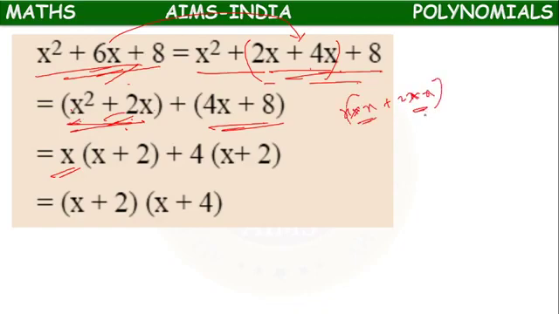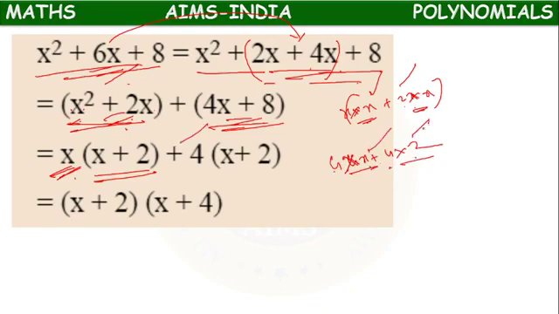So what is common here in both the terms? X is common. If we take x as common, in the first term x will remain, in the second term 2 will remain. So x plus 2 will be remaining. In the next, 4x plus 8 means 4 into x plus 4 into 2. What is common? 4 is common. Here x is remaining, here 2 is remaining, x plus 2.